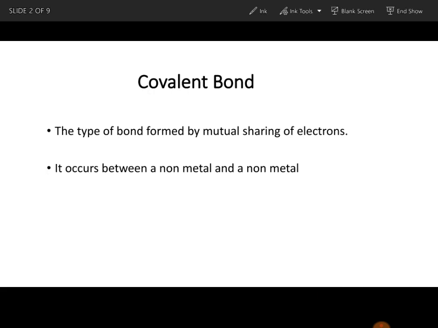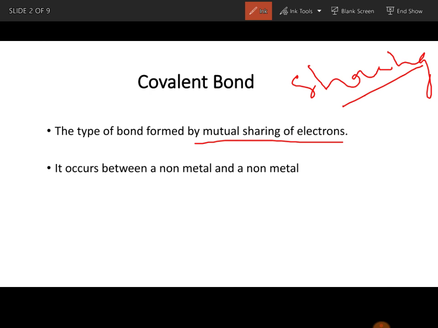Now covalent bond is the type of bond formed by mutual sharing of electrons. So whenever we talk about covalent bond, there is always sharing of electrons. So this word you have to remember. Okay, there is always sharing of electrons. Am I clear? So normally we share electrons.